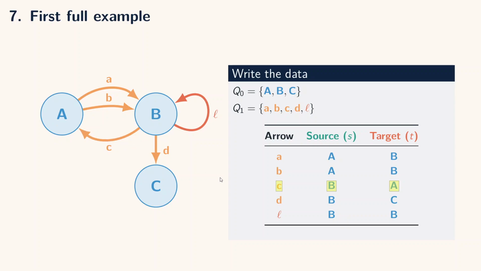Arrow D goes from B to C, its source is B, and its target is C. Arrow L is a loop at B. Its source is B, and its target is B. It leaves B and returns to B.